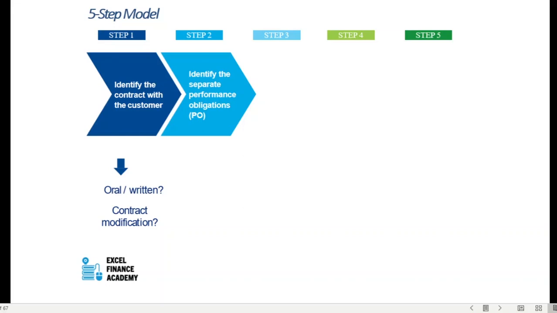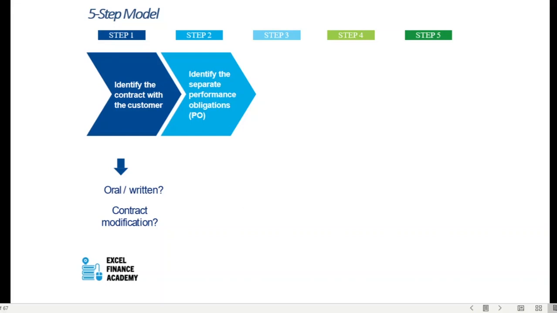Then the second step, after you have identified the contract with your customer, is to identify the separate performance obligations. In the contract, usually there is more than one service or good being sold. For example, you are selling a car and the car comes with a 3-year warranty. If we sell the car only as a combined package with the 3-year warranty, then it's the same obligation. But if you have a choice, either buy a car, or you don't want to buy the 3-year warranty, or you can buy the 3-year warranty separately, then there are two separate performance obligations here: the car and the warranty itself.